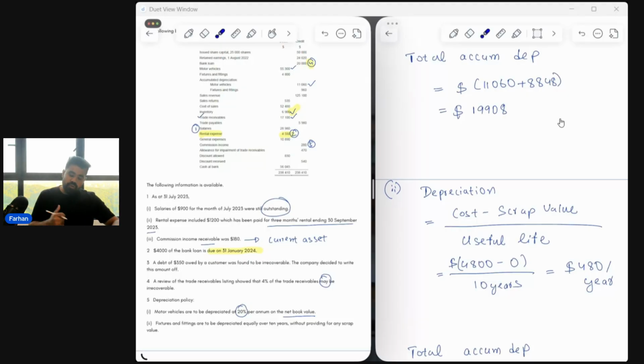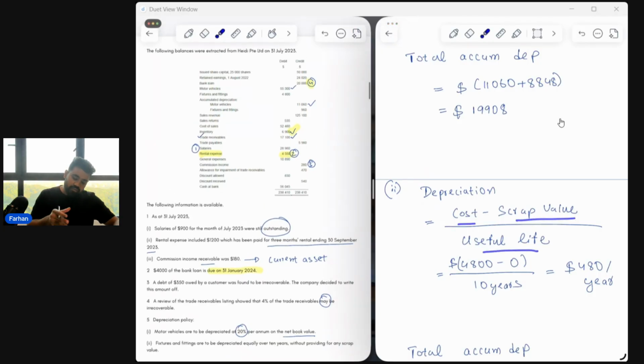So if you want to find the depreciation whenever a scrap value is involved, given that you know the cost and the useful life, you simply take the difference between the cost and the scrap value, which gives us the depreciable portion, and then we divide that amount by the useful life.